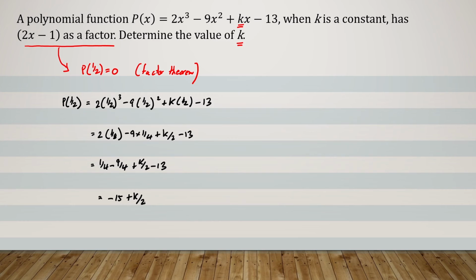Now, because 2x minus 1 is a factor, when we substitute a half into our polynomial, we should get 0. So we can write negative 15 plus k on 2 equals 0. And this will enable us to find k. So we can write k on 2 equals 15, and cross multiply by 2. So k will be equal to 30. And that's our required answer.